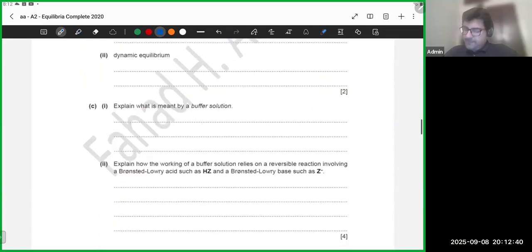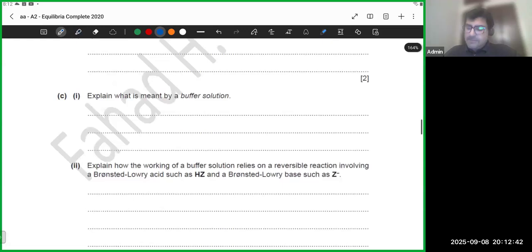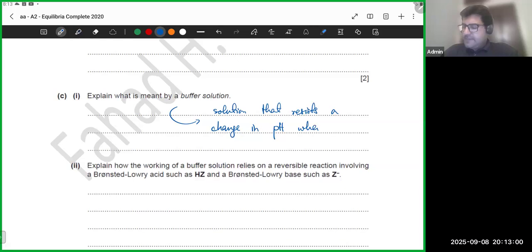So this one. Explain what is meant by a buffer solution. It's a solution that will resist a change in pH when small amounts of acid or alkali are added to it.